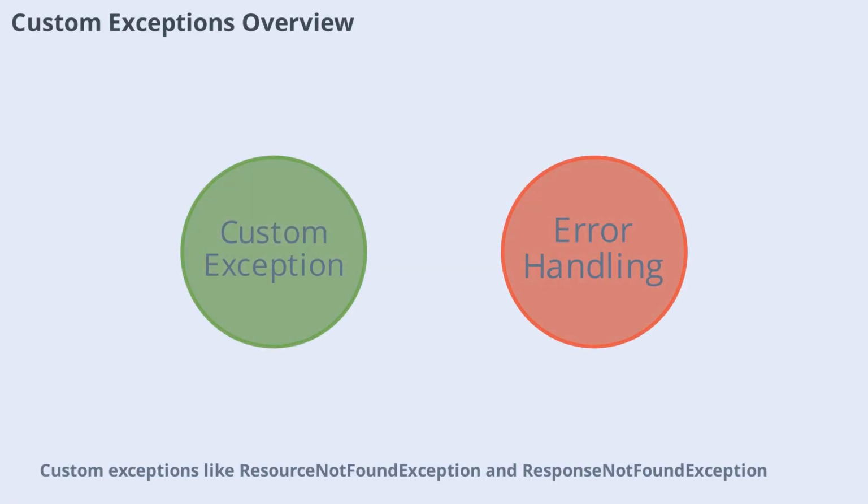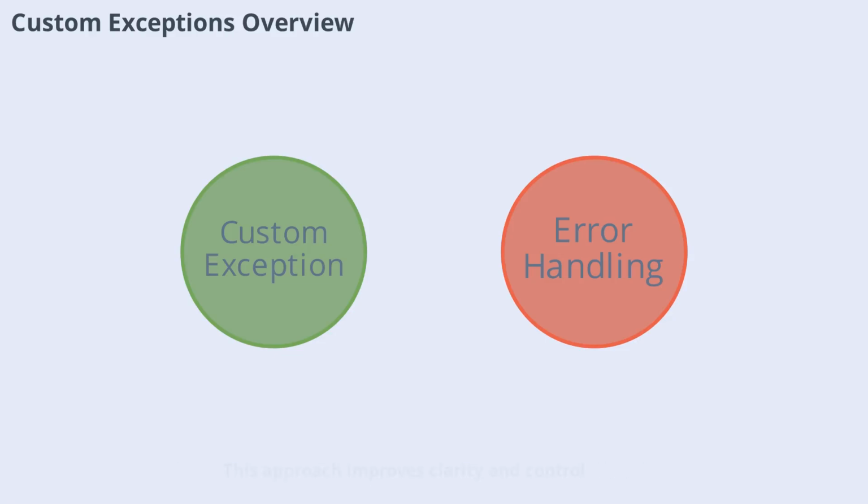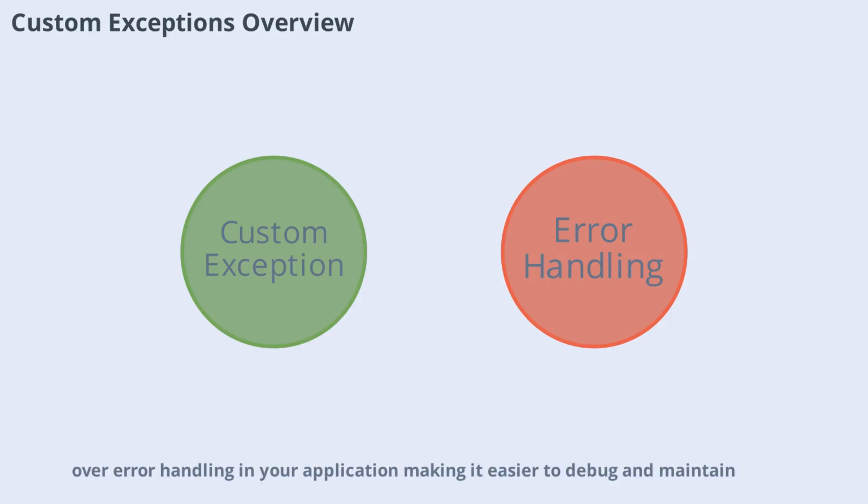Custom exceptions like ResourceNotFoundException and ResponseNotFoundException help you handle specific error scenarios. By extending RuntimeException, these classes allow you to throw meaningful errors when resources are missing or responses cannot be found. This approach improves clarity and control over error handling in your application, making it easier to debug and maintain.